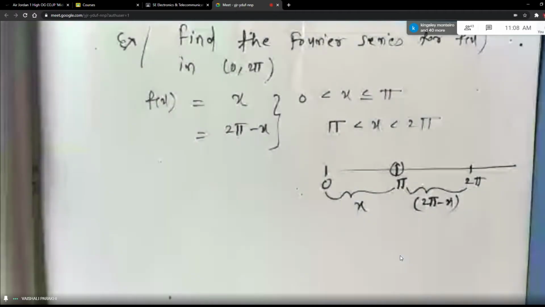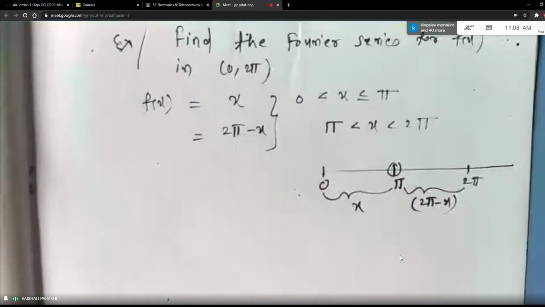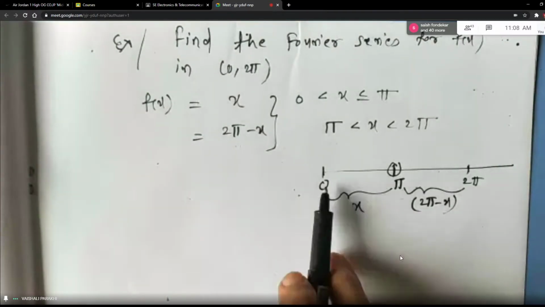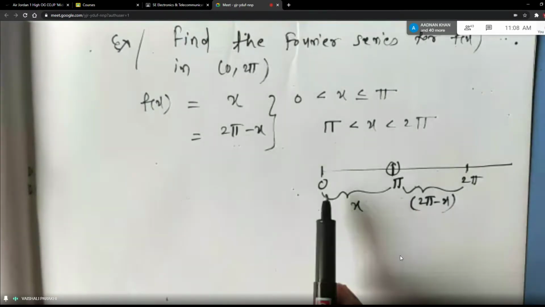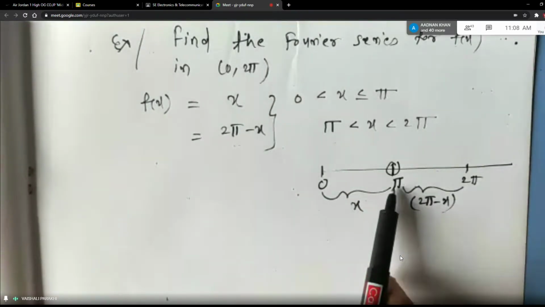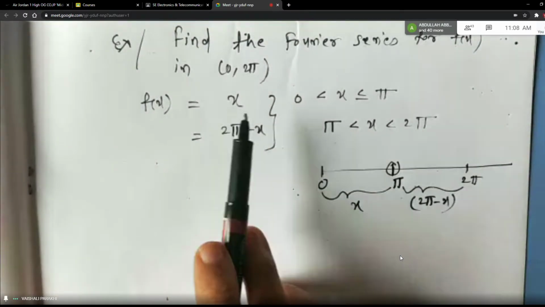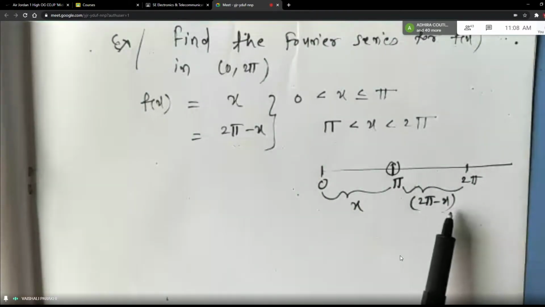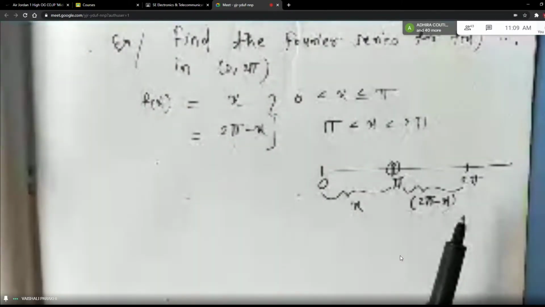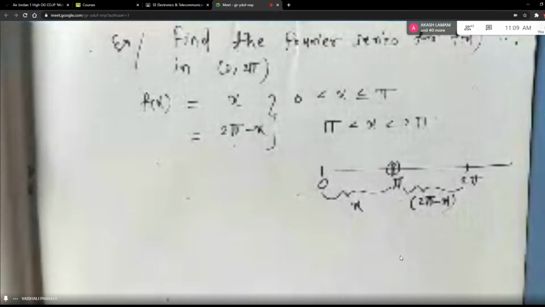Okay. So when you are writing the formula, you have to divide the main integral 0 to 2 pi into two integrals. The first integral will be 0 to pi. The value of f of x will be x. And the second integral will be pi to 2 pi and the value of f of x will be 2 pi minus x. Are you understanding what I'm saying? So according to the function, you have to divide the integral.